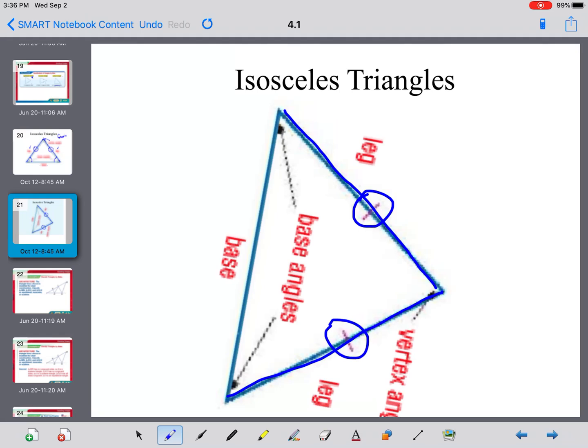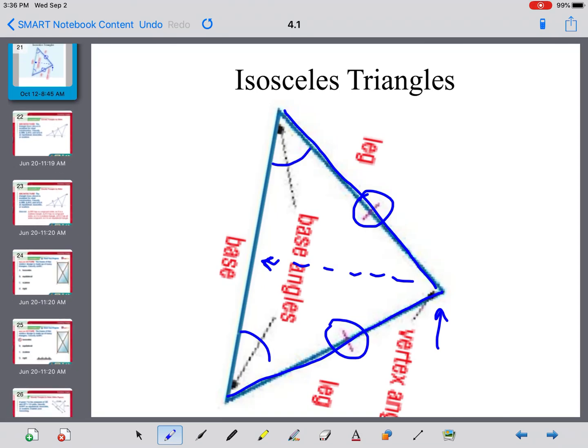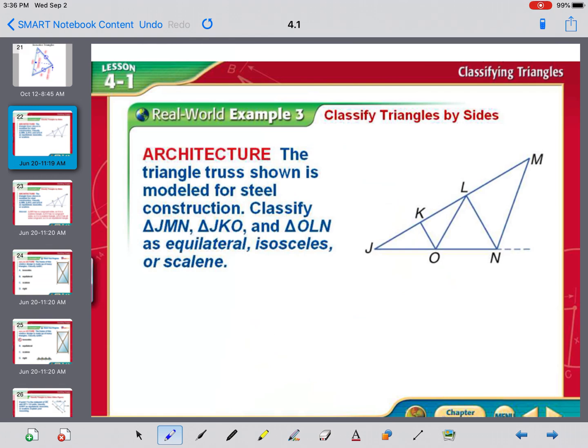So where the congruent sides meet, that's called the vertex. The angle or the side opposite that is called the base, and then those two are the base angles. Okay.